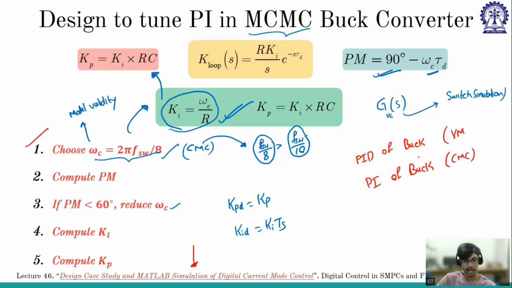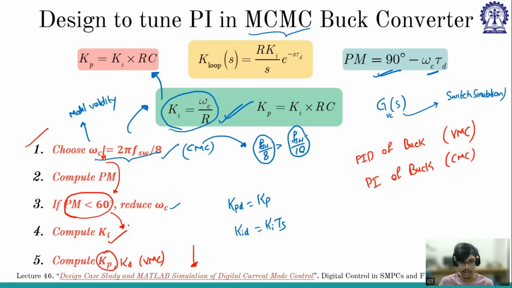After we have selected omega c, we'll check whether that omega c leads to a phase margin greater than 60 degrees or not. If yes, we proceed to further steps. If not, we reduce omega c and check again whether the phase margin is 60 degrees. Once it is, first I will compute Ki, then Kp and Kd in the case of voltage mode control, or only Kp in current mode control. This is how we design the controller in a Buck converter.